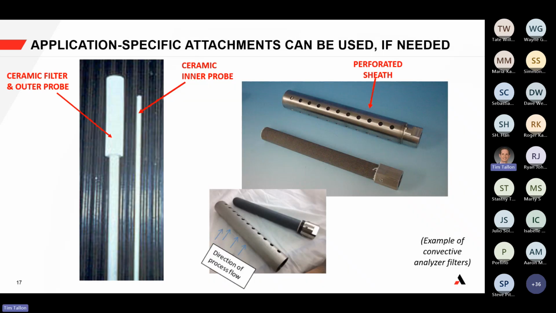And then if you look at more application-specific attachments, this is an example of our convective type analyzer, where it has an inner outer probe design. In this particular case, it's a ceramic probe and filter design. Some of the additional attachments might be this perforated sheath, for example, which is closed off on one side, but allows the process to flow without building up particulate directly on the filter as the process flows by.